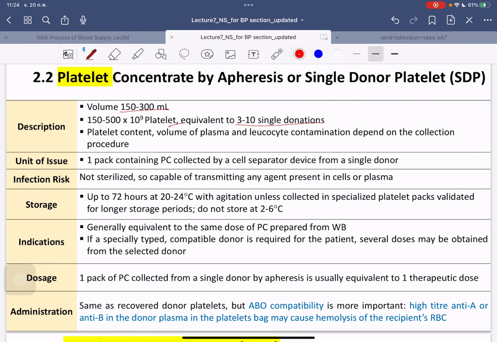And the important one: if you separate platelets from blood group O, you have to consider that blood group O sometimes has a high titer of anti-A and anti-B. If you transfuse ABO incompatible platelets, you have to consider the antibody titer.